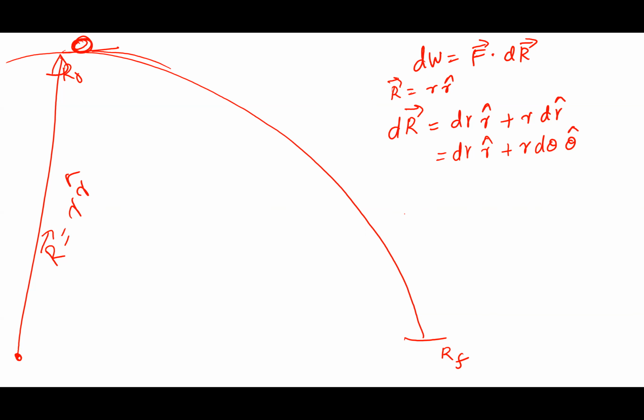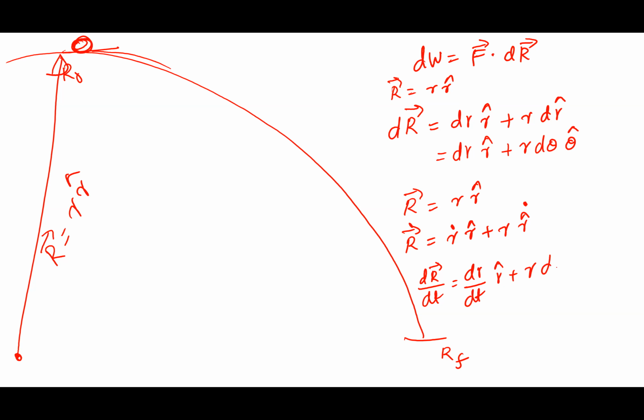The way we did this was, R vector was equal to R times R hat. So if you did R dot, if you remember, this was R dot R hat plus R times R hat dot. Or we could write this as dr by dt is equal to dR by dt R hat plus R d R hat by dt. So if I pick out all the dt's, are you able to see that?